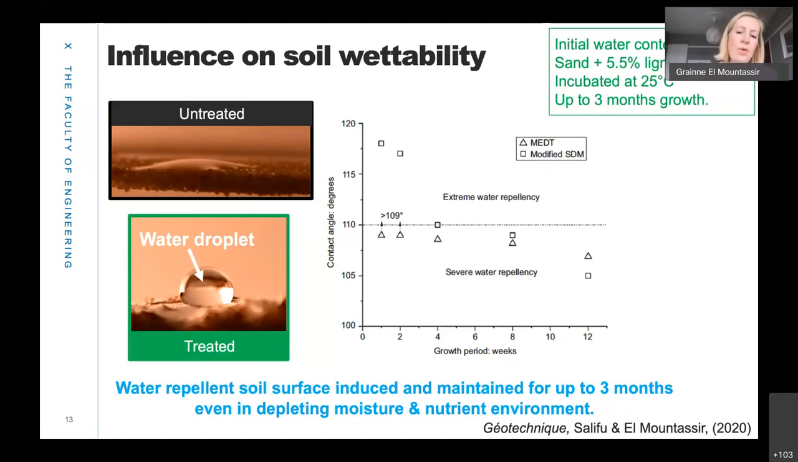So we looked at the growth over a period of up to 3 months. And even after 1 week, we have created a water repellent soil surface. This is because filamentous fungi produce hydrophobins. The hydrophobins self-assemble at interfaces, converting an initially hydrophilic surface into a water repellent surface. And the water repellency exhibited at the surface was maintained for up to 3 months, even with depleting moisture and nutrients in the environment.